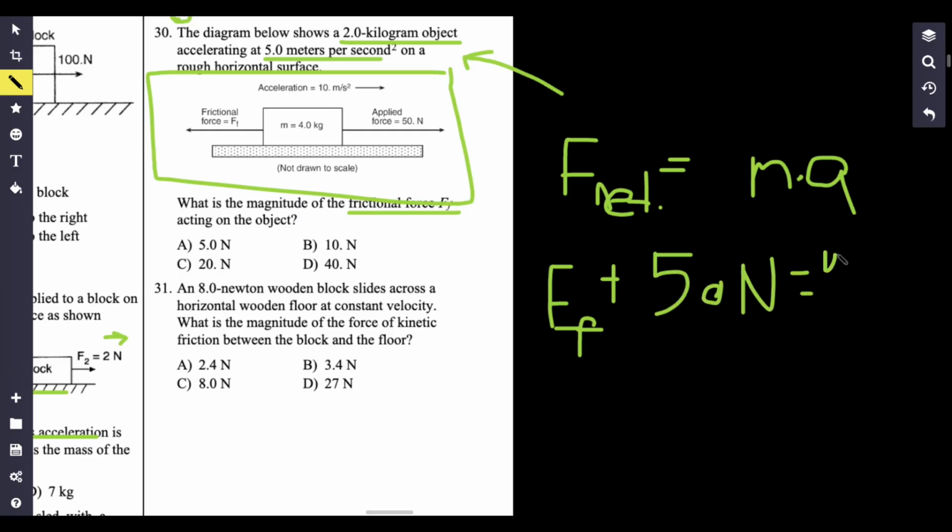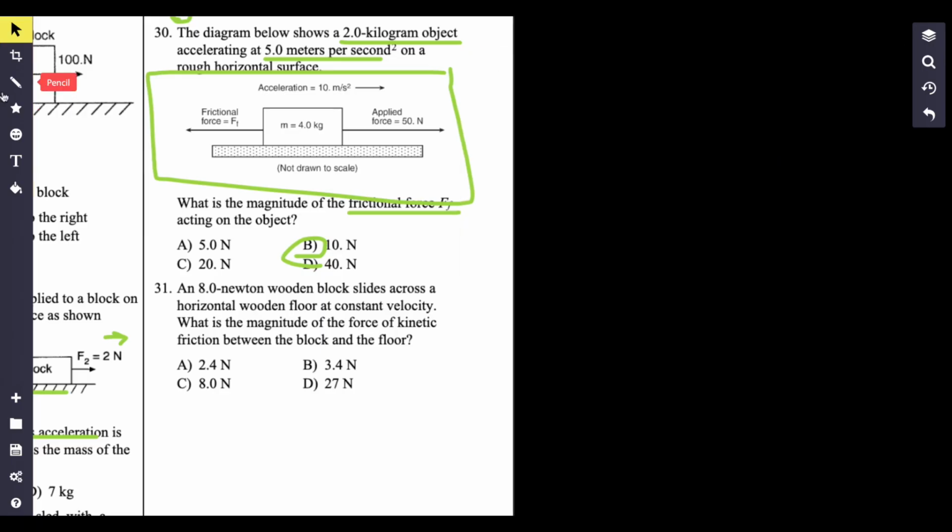And you know that's equal to the mass, which is 4, times the acceleration, which is 10. 4 times 10 is 40, and 40 minus 50 is 10. But the thing is that 10 actually isn't the answer, because if you do it the other way, right?